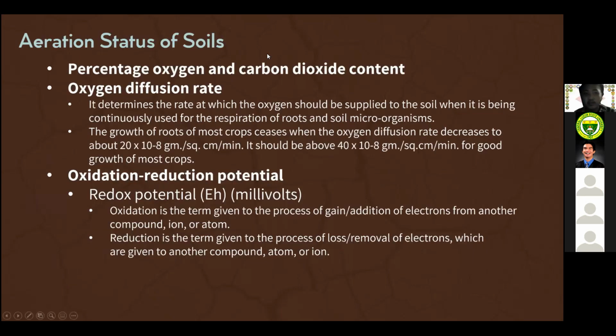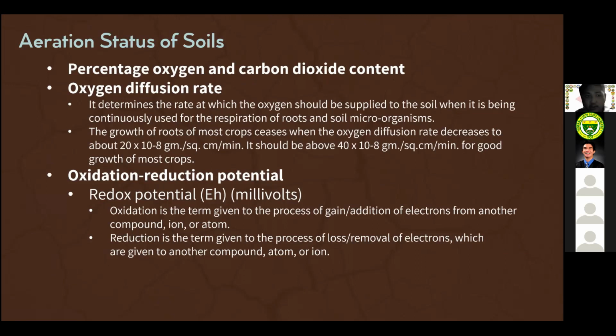So aeration status of the soil. So how can we determine the soil aeration? So first is the percentage oxygen and carbon dioxide content. So yun yung by percentage, which nasabi ko na kanina, di ba, yung nitrogen, oxygen, and then the carbon dioxide.